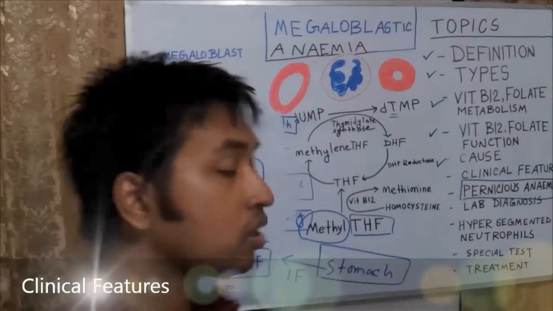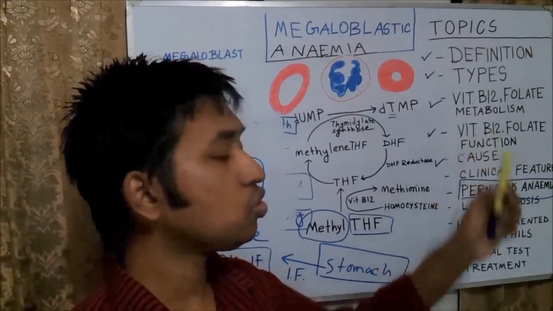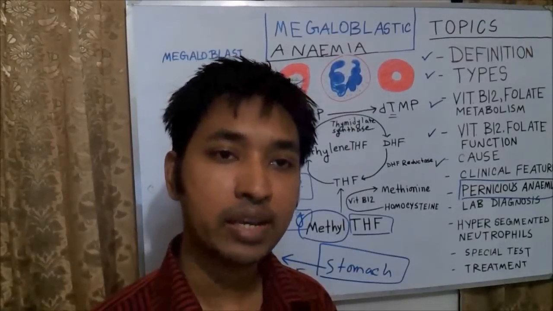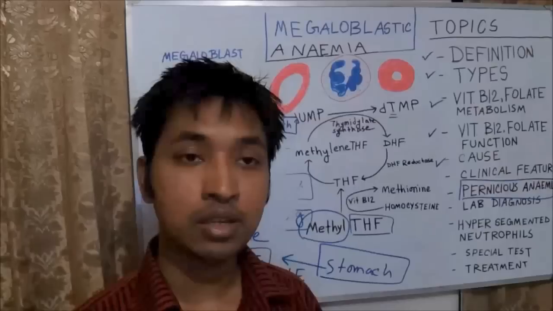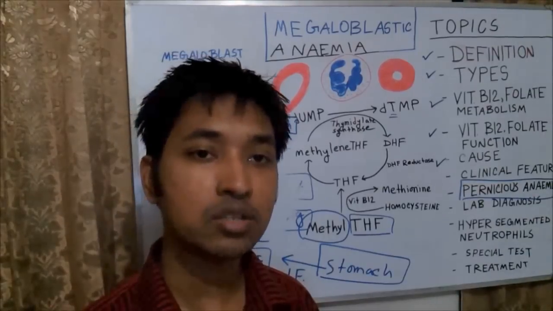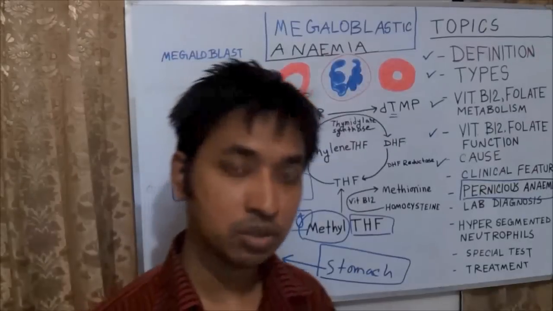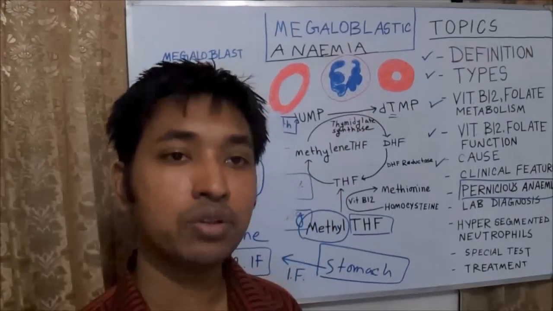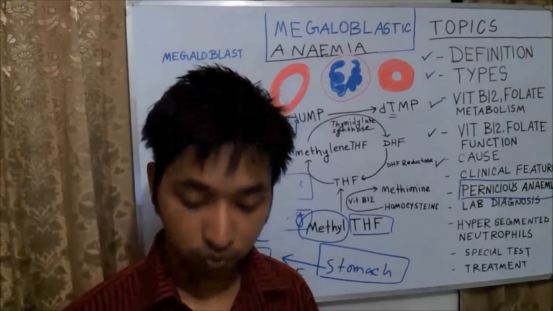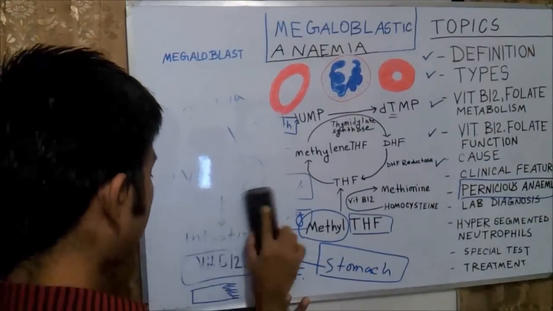Okay, so we will start first with megaloblastic anemia that is occurring due to vitamin B12 deficiency. The patient will have complaints of anemia. The patient will have complaint in his or her tongue. There will be inflammation of the tongue, which is known as glossitis. And there will be some neurological manifestation. They include peripheral neuropathy and subacute combined degeneration of the spinal cord. Okay, so I am writing those clinical features.